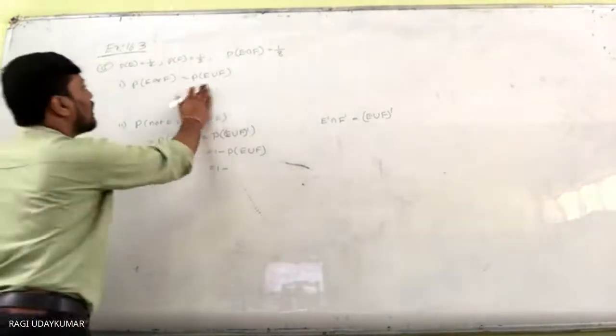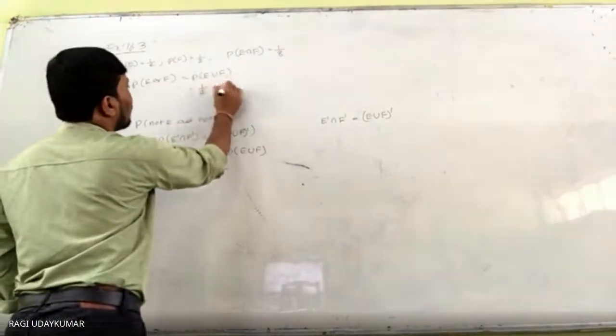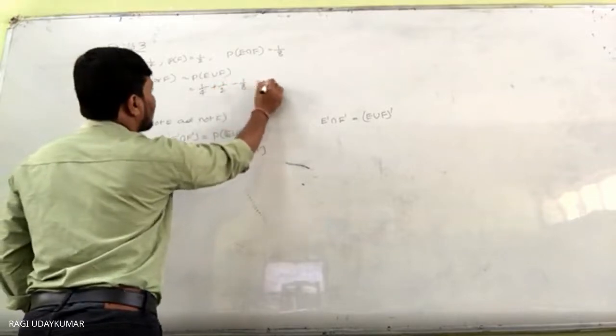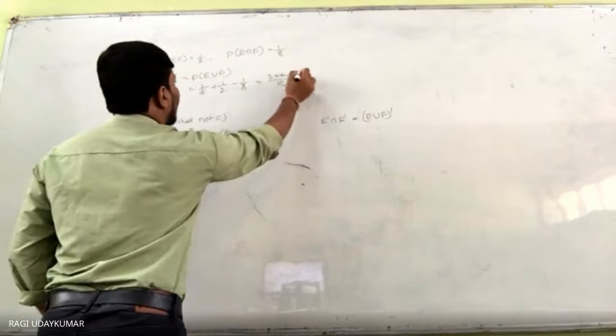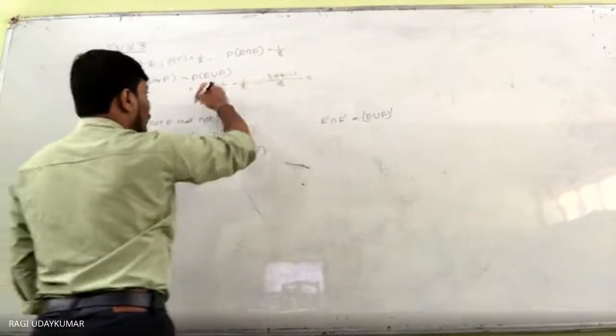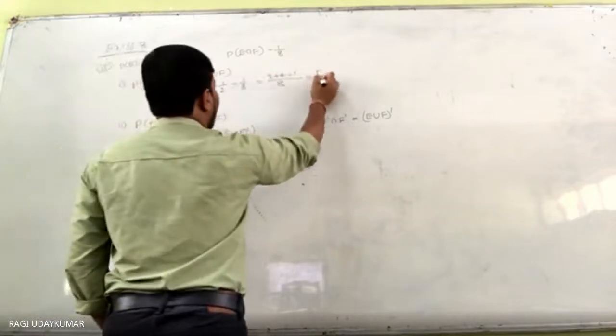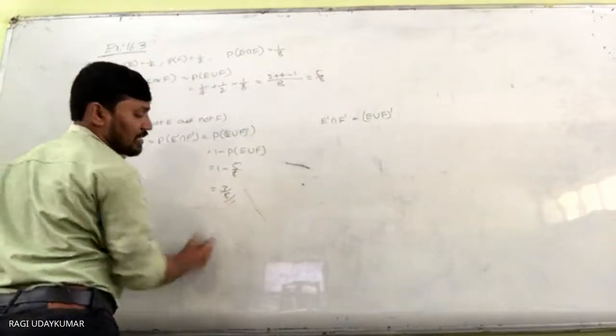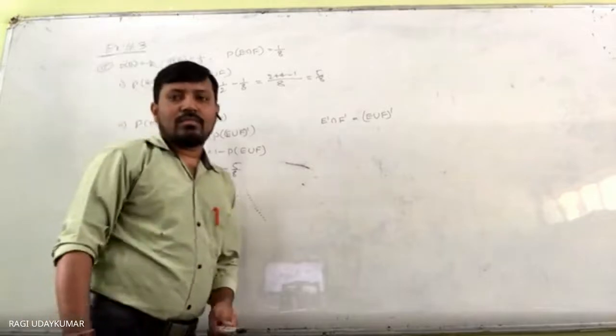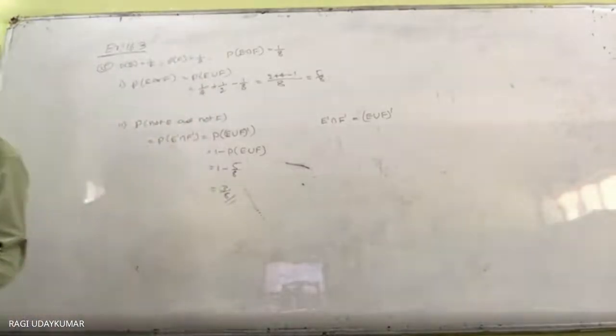E union F, what do we get here? Very simple: 1 by 4 plus 1 by 2 minus 1 by 8. 8 is the LCM, so 2 plus 4 minus 1, which is 5 by 8. So this is 5 by 8, and 1 minus 5 by 8 is equal to 3 by 8. That's all. Did you understand?